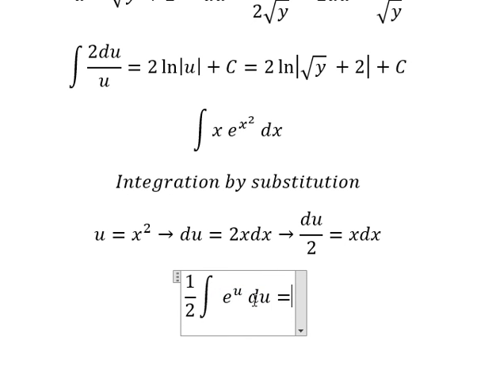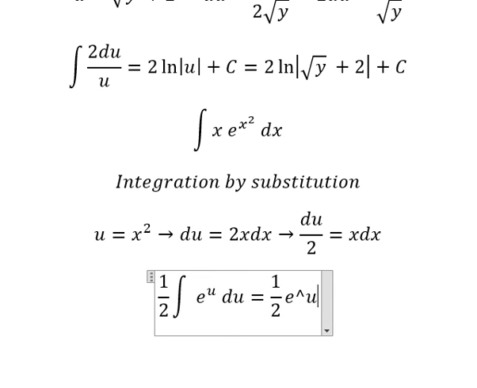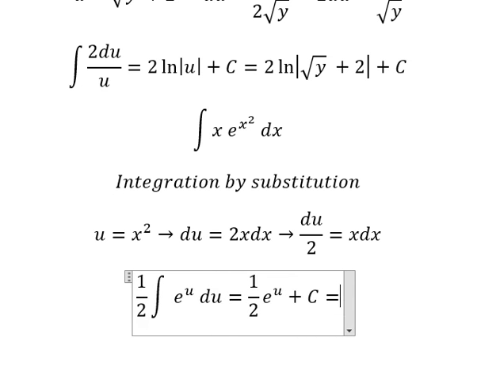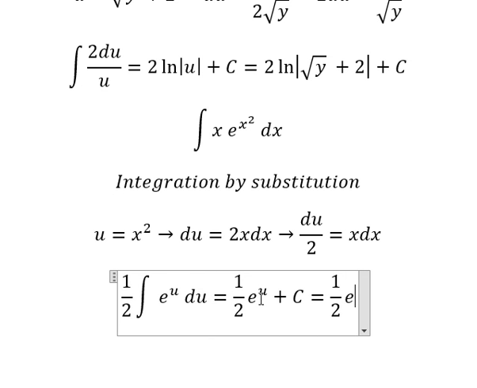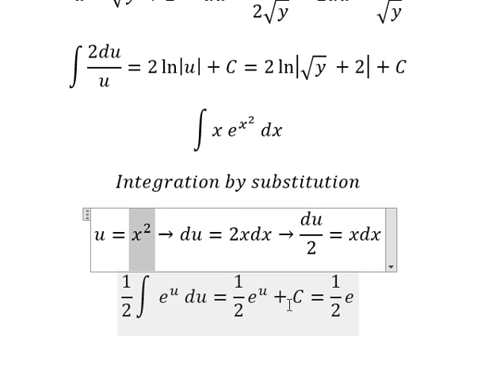The integration of e to the power of u, we have e to the power of u, and we put c. About u, that is this one.